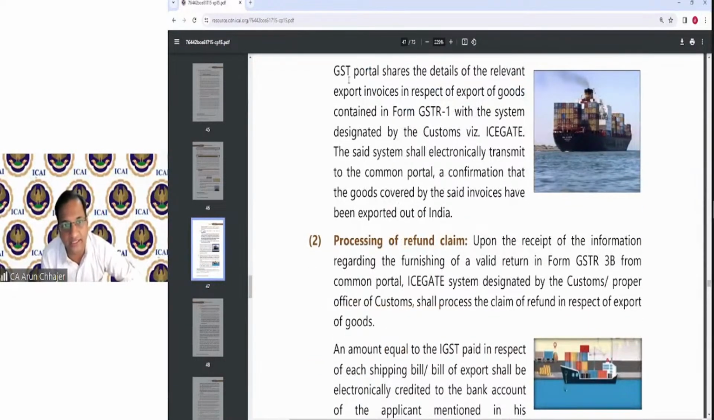GST portal shares the details of relevant export invoice in respect of the export of the goods contained in GSTR1 with the ICE gate. तो GSTR1 में जो डेटा आपने फीड किया, that will go to the ICE gate custom website. The said system shall electronically transmit to the common portal a confirmation that the goods covered by the said invoice have been exported out of India. तो एक मैसेज है by which this automatic route works.